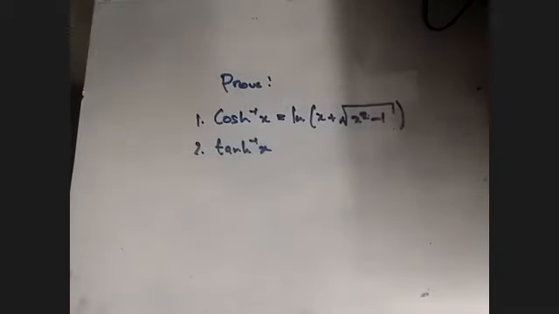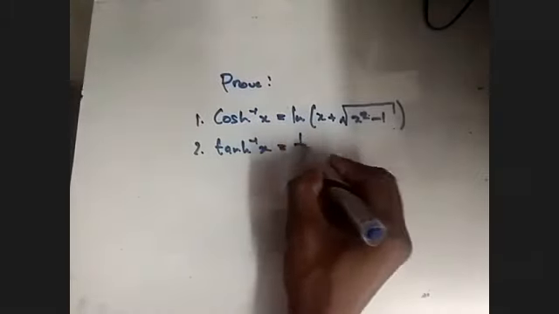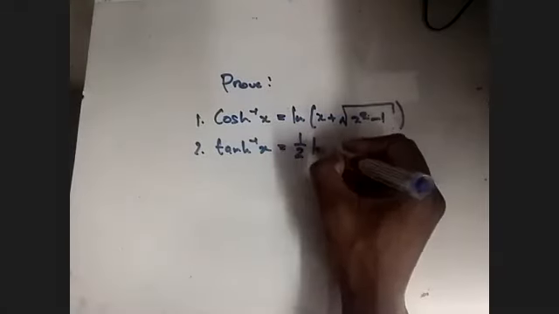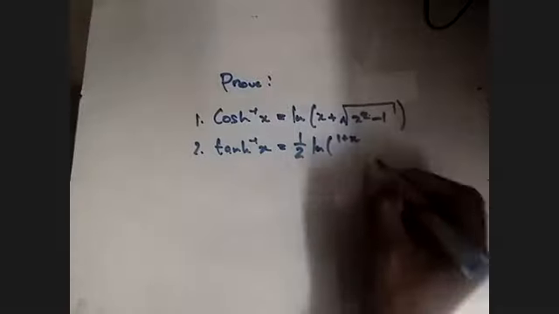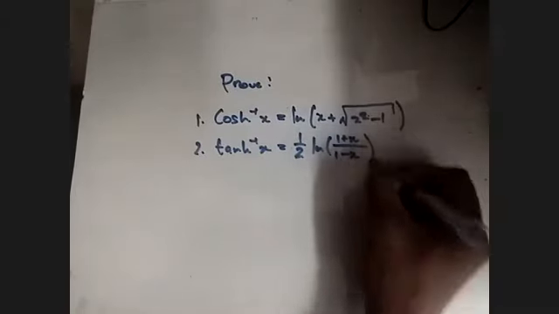Arctanh x is equal to 1/2 ln of 1 plus x all over 1 minus x. Okay.